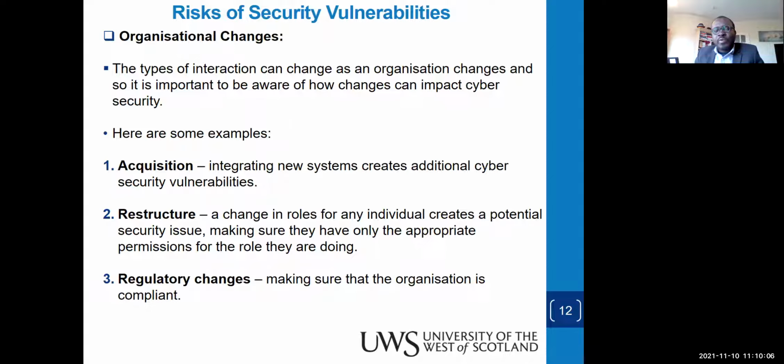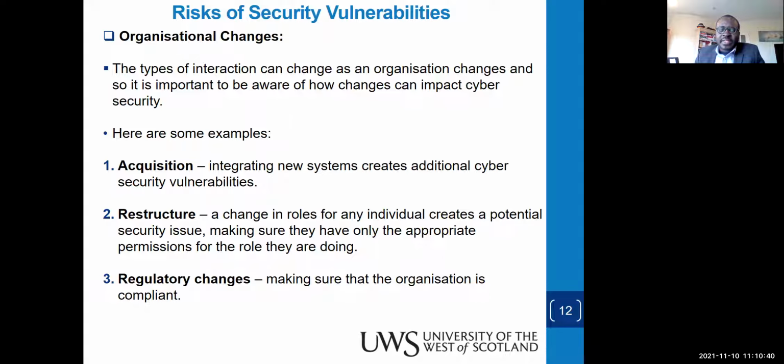Once this happens, changes could occur in the organization. So be aware of how you change your organization because it could impact your cyber security. Example: when you are acquiring new systems, it could create cyber security vulnerabilities. So be careful how you integrate your system with new ones, replacing old ones with new ones. It could create cybersecurity vulnerabilities, loopholes for people to leverage.